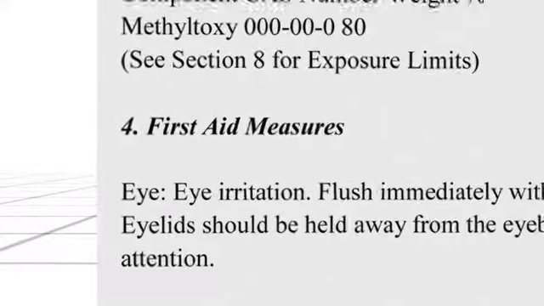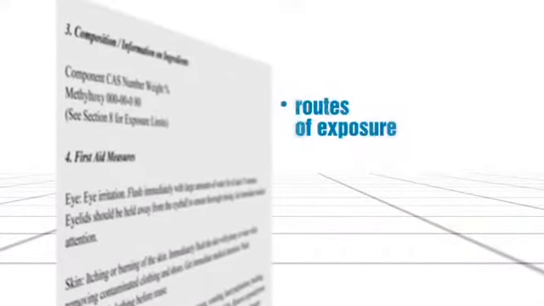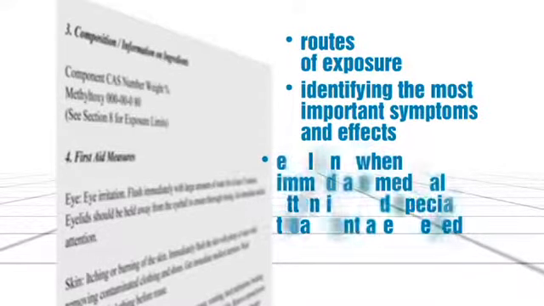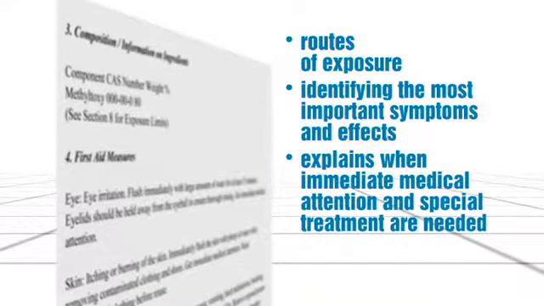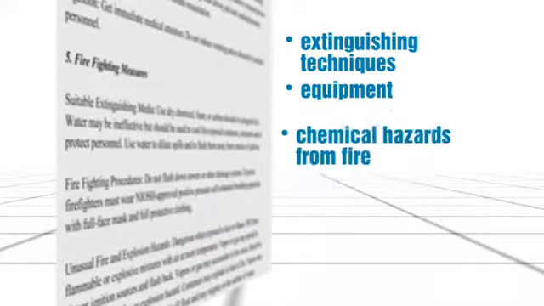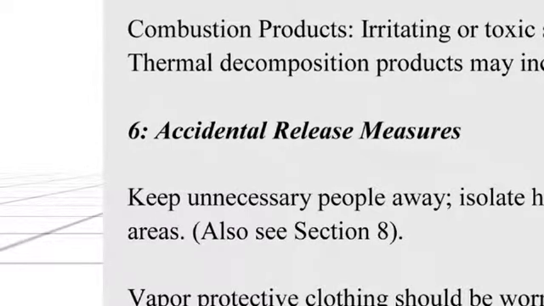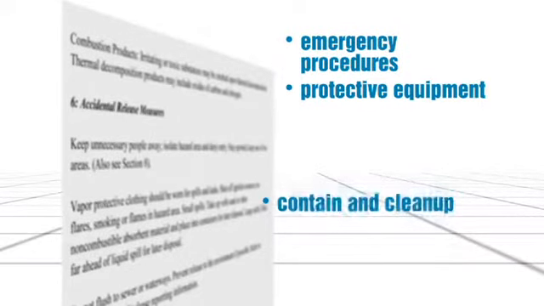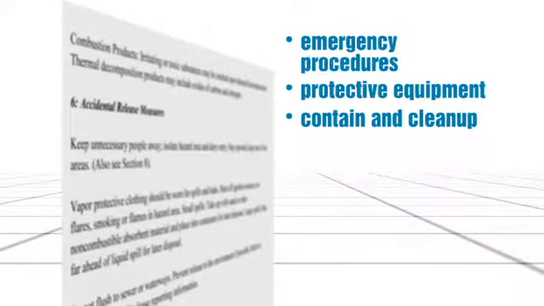Section 4 describes first aid measures, separated out by routes of exposure and identifying the most important symptoms and effects. This section also explains when immediate medical attention and special treatment are needed. Section 5, called Firefighting Measures, outlines extinguishing techniques, equipment, and any chemical hazards from fire. Section 6 describes accidental release measures, which describes emergency procedures, protective equipment, and how to contain and clean up when that product is spilled, released, or otherwise involved.